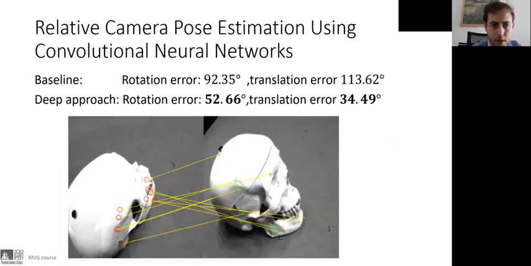Let's see some visual results. In this case, the baseline completely failed. And you can see the correspondences that it got, like this correspondence between its nose and the top of the skull, which is completely wrong. But their deep approach got only 52 degrees of error. By the way, I think that this is also a failure. It's not so accurate, 52 degrees of error is not so accurate.